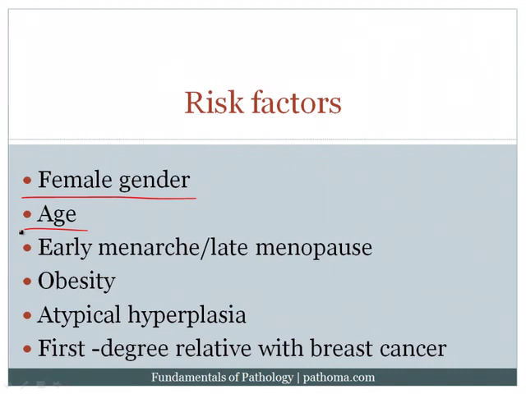Early menarche and late menopause would be a sign of increased exposure to estrogen, and if the breast sees increased exposure to estrogen, there's going to be an increased risk for breast cancer. Obesity, remember that adipose tissue has the ability to convert androgen to estrone, which is a type of estrogen, and that would therefore increase the risk for breast cancer.